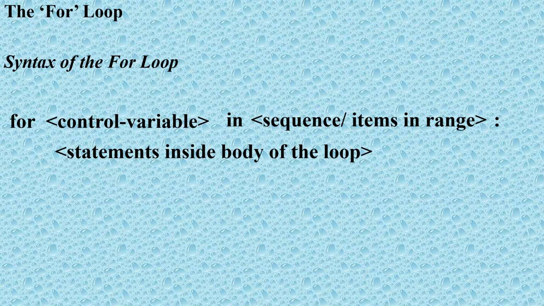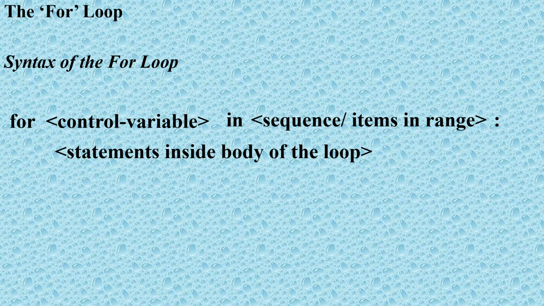So as I told, if the control variable is in the sequence or items in the range, that means the condition becomes true, then it will execute the statement inside the body of the loop. Again it checks the control variable. Again it checks whether it is in the sequence or in the range. If it is, then again it executes the statement inside the body of the loop. Again it checks whether the control variable is within the sequence or within the range. If it becomes true, then only it executes the statements.